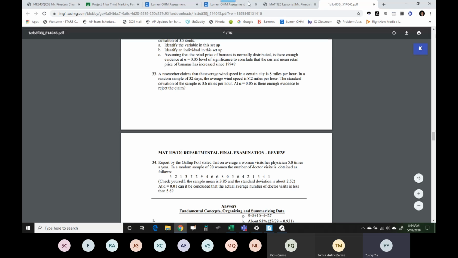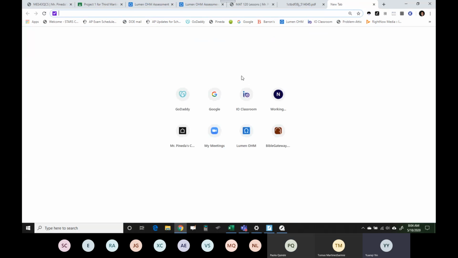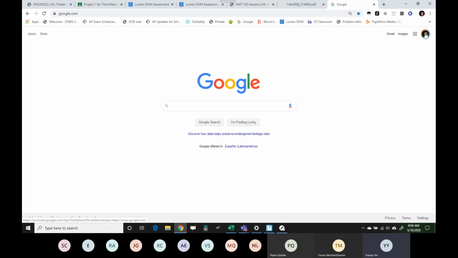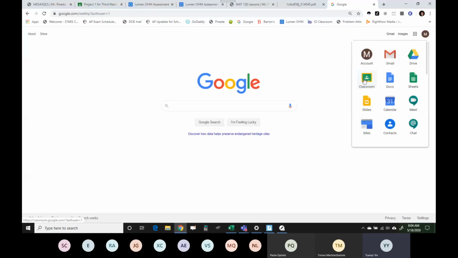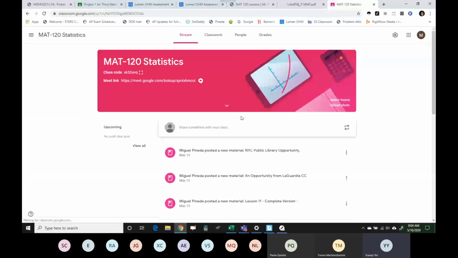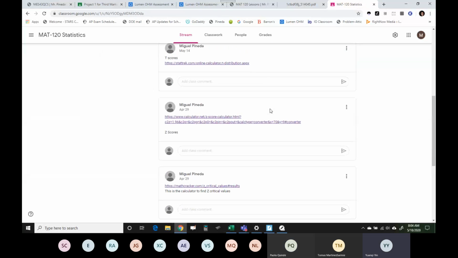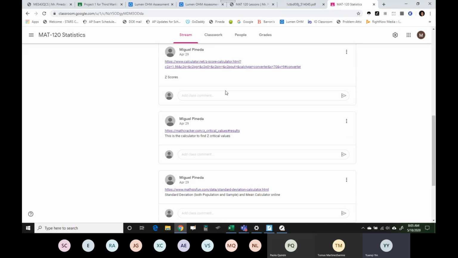Now, let's go to the places where I save all these calculators for you. I put them in Google Classroom. So I'm going to go to Google Classroom for your class. Okay, give me a moment. This is statistics. So let's take a look at all the calculators that I give you. This is t-scores. This is not what we're looking for. This is when you know the t-score and you're trying to find the area. But that's not what we're trying to do.